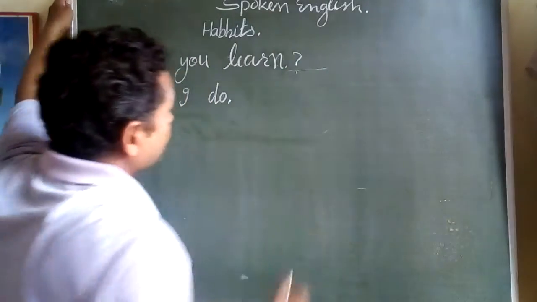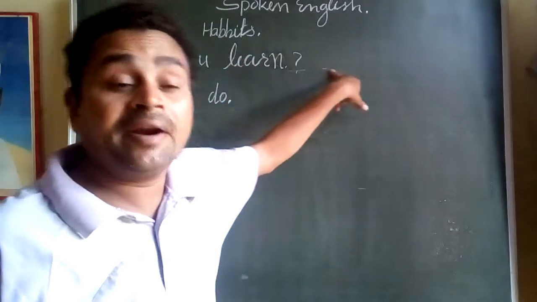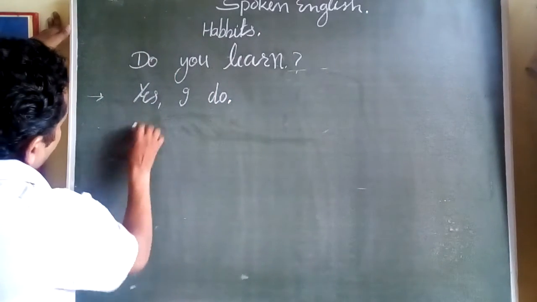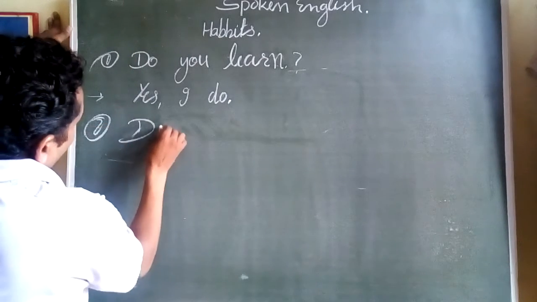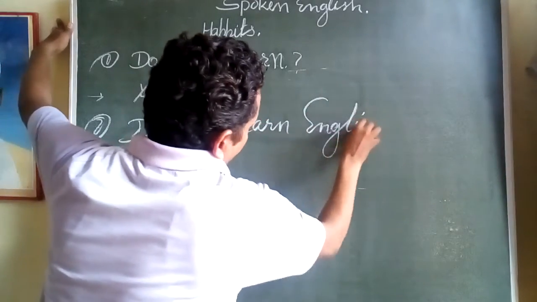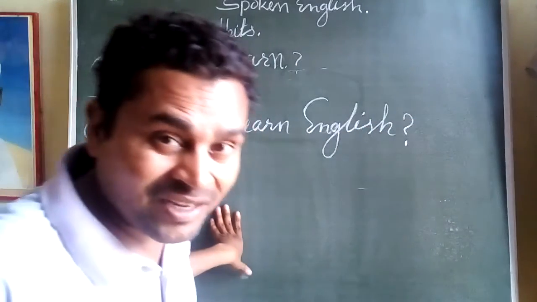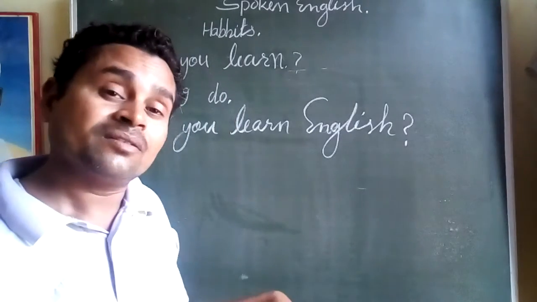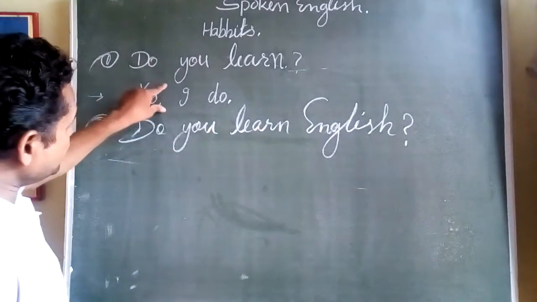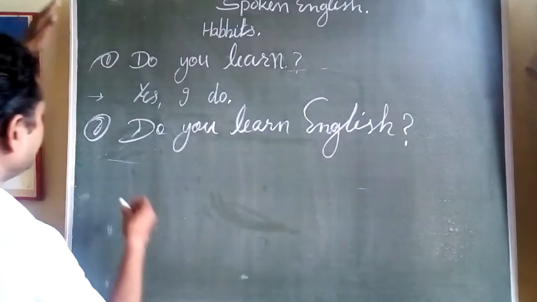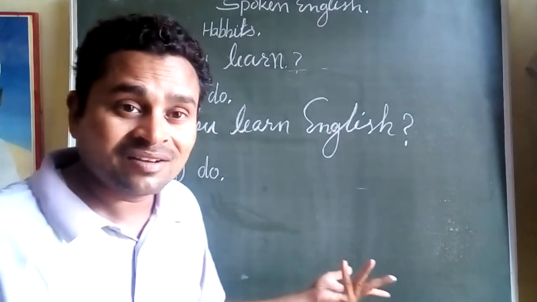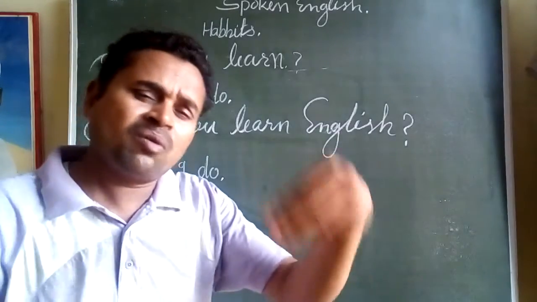Well, you can add other objects also, means this is the verb. You can add an object also whenever you need. For example, do you learn English? This is a question. Do you learn English? If you learn, you can reply such as, yes, I do. This and that one is the same answer, you can say that. So you can say, yeah, I do. This is the answer. Well, no need to explain or say the total or complete answer.